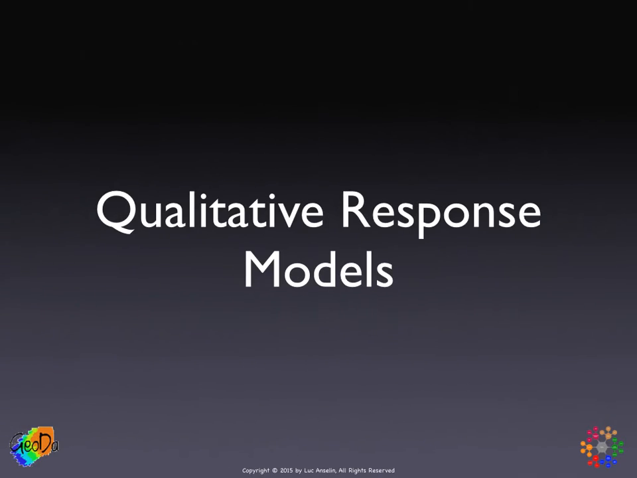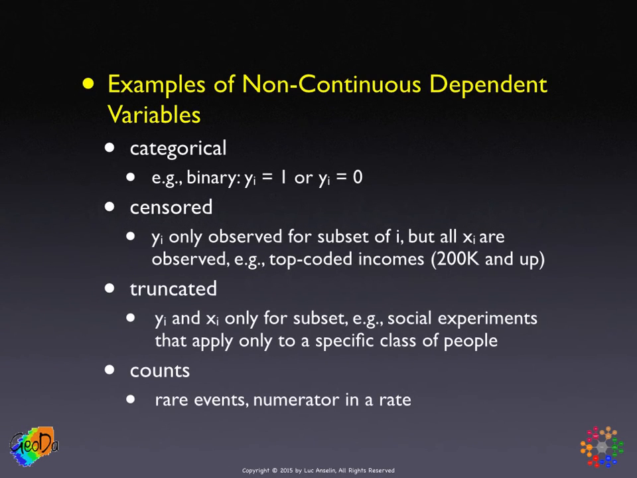So qualitative response models are models where the dependent variable is not continuous. The treatment so far has dealt with regression models where the left-hand side is a continuous dependent variable, but in many instances in practice, that is not realistic. One obvious case is where the dependent variable is categorical. A special case of which is binary dependent variables.